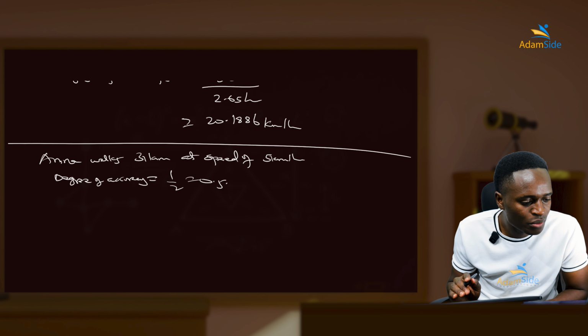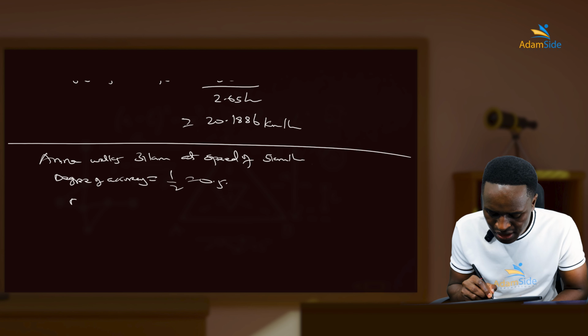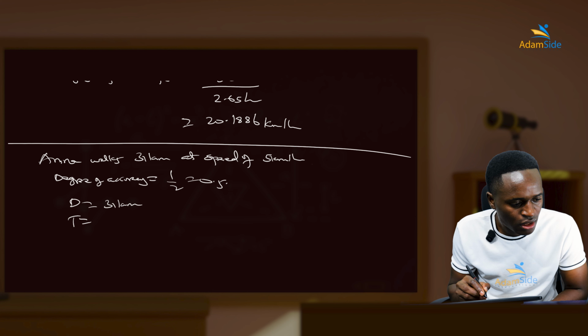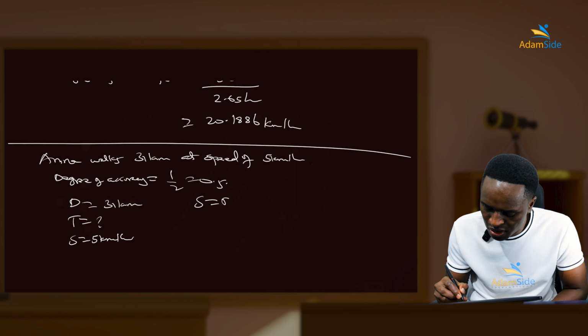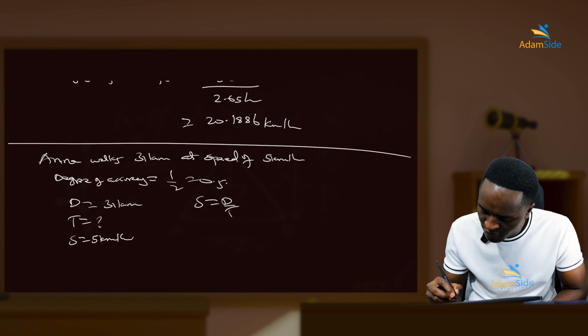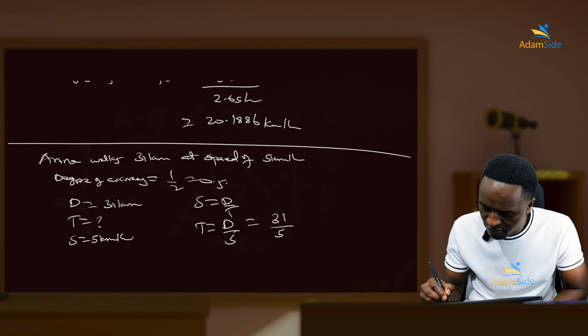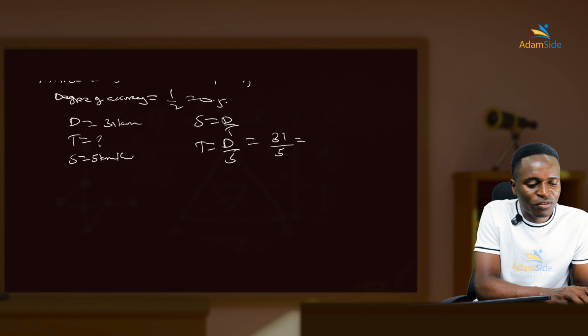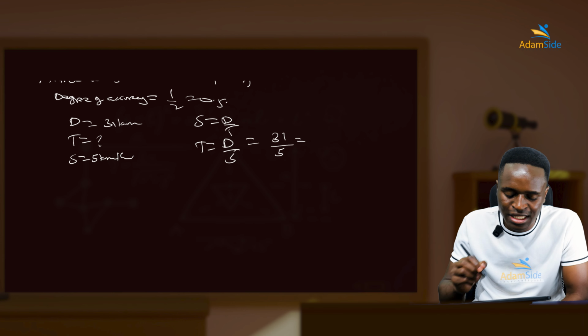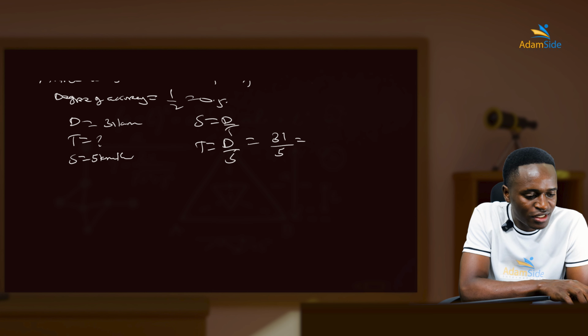So Anna walks 31 kilometers at a speed of 5 kilometers per hour. Distance is 31 kilometers, time we don't know, speed is 5 kilometers per hour. We know speed is equal to distance over time, so if we need time, it's distance over speed. Here our distance is 31, speed is 5. But to get the upper bound of the time, what do we need to do?